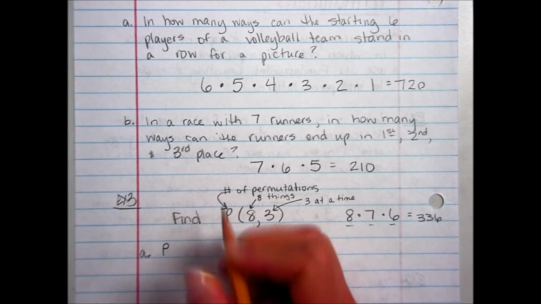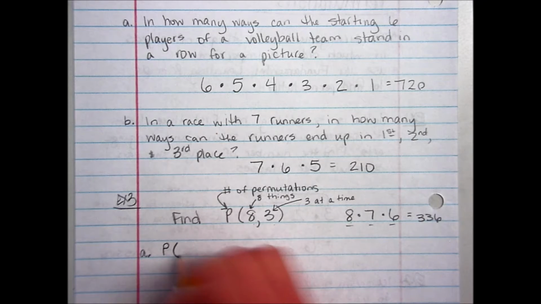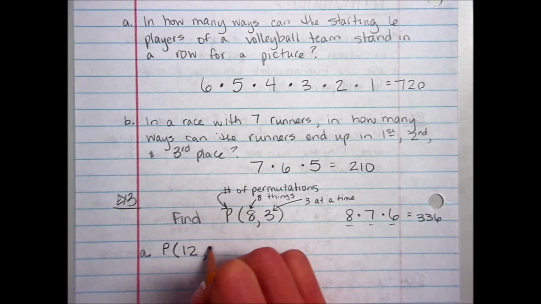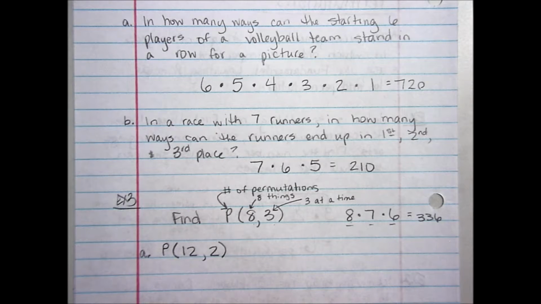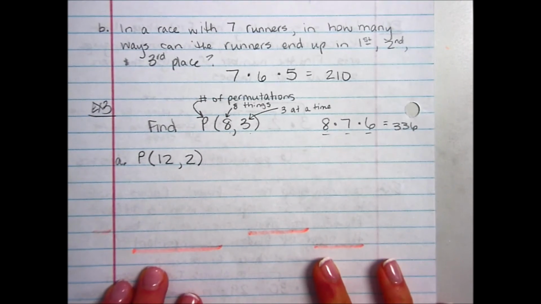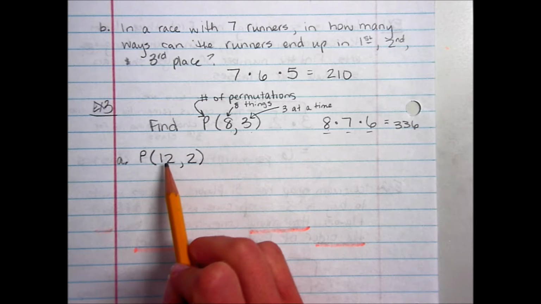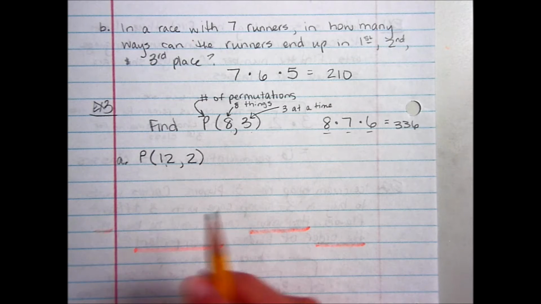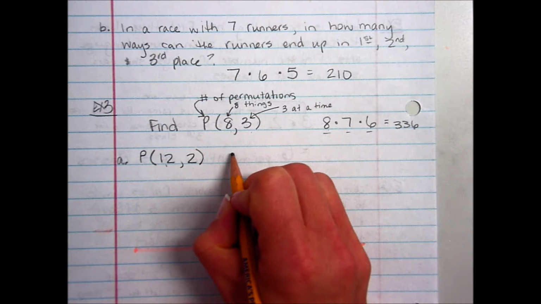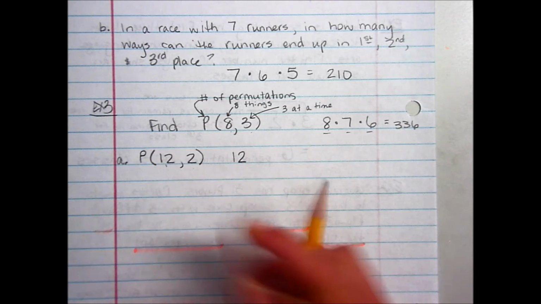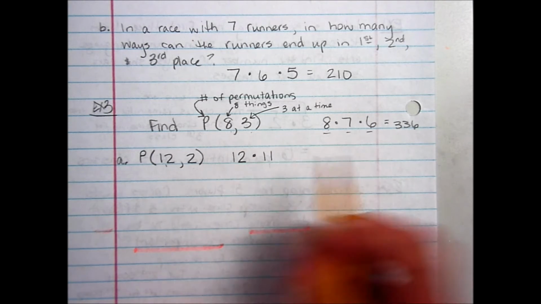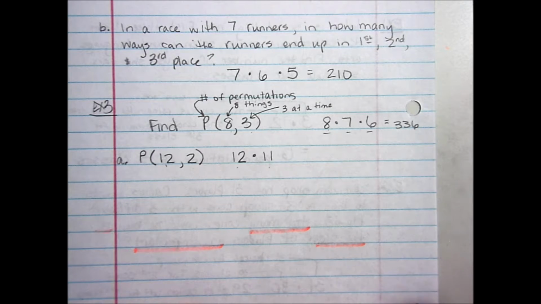So try this one. Try to find this permutation. All right, so 12 things, 2 at a time. So you start with the biggest number, which is 12. And I only need 2, so then I go down by 1. 1, 2. So that's all I have to do is 12 times 11.